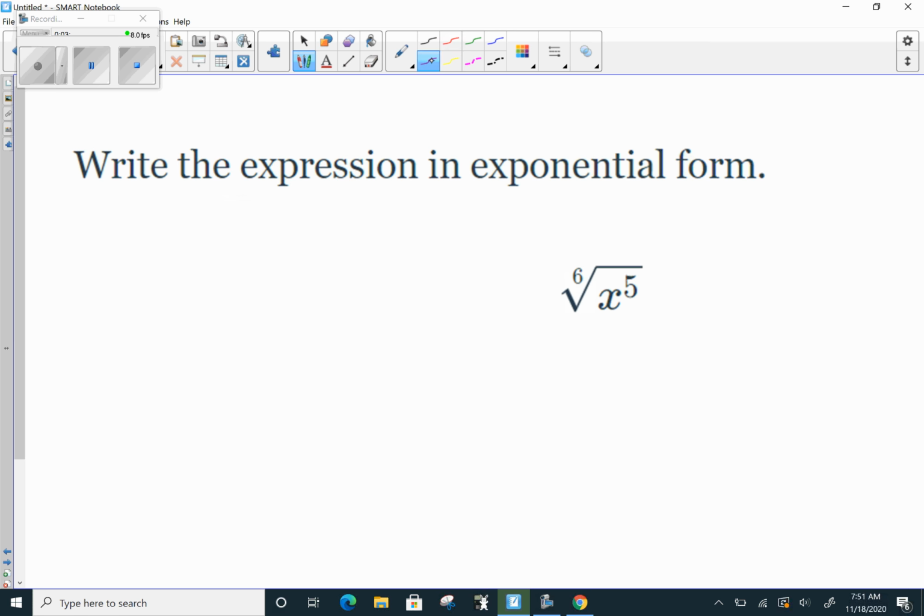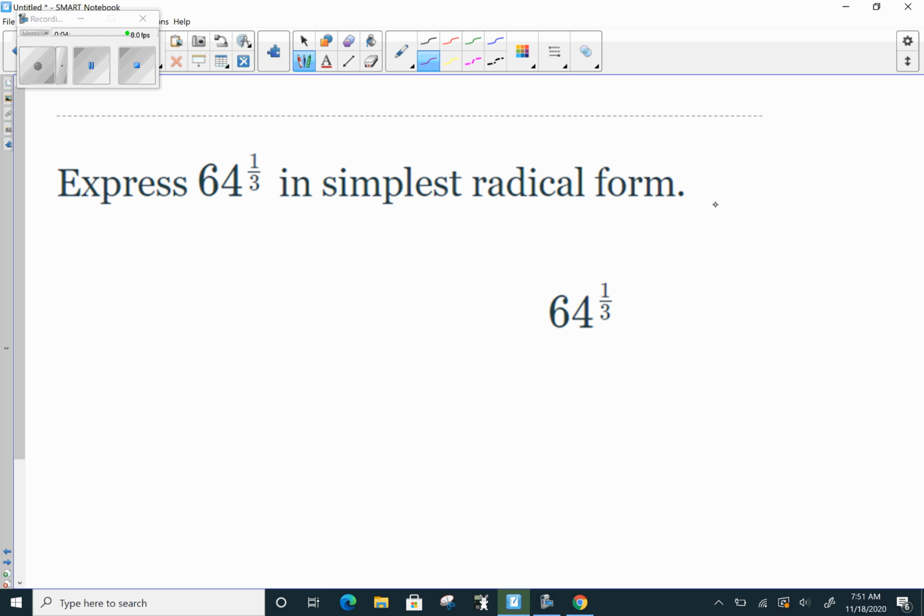I'm just going to do it in one color. My x is the base, so I write it down. The 5 is the exponent, so I write it on top because exponents go on the top. And my 6 is the radical or the root, and that goes on the bottom. Some people call it an index or indices, depending on preference. Tomato, tomato. Okay, we're going to skip this for now.